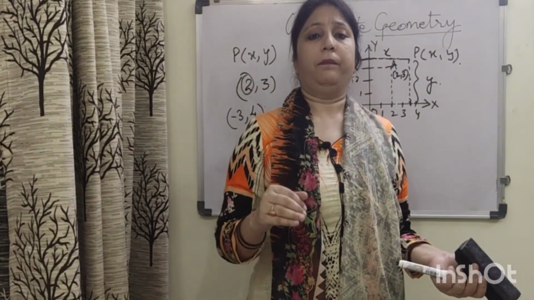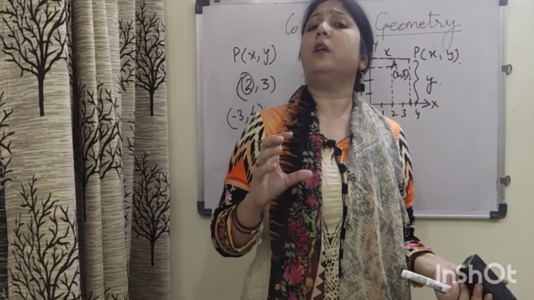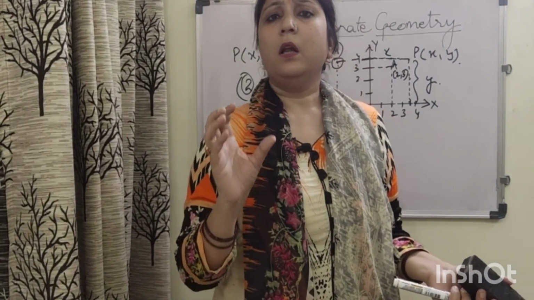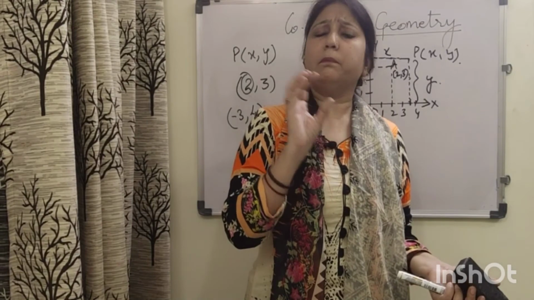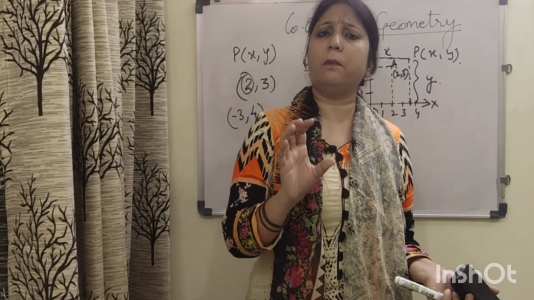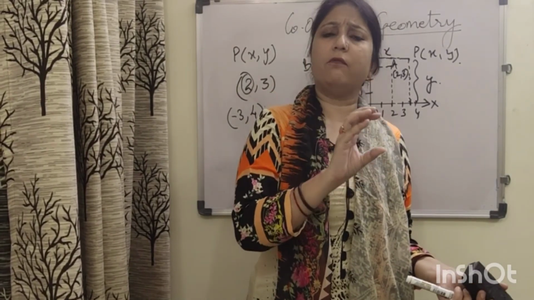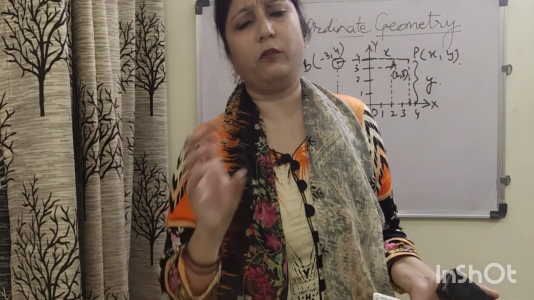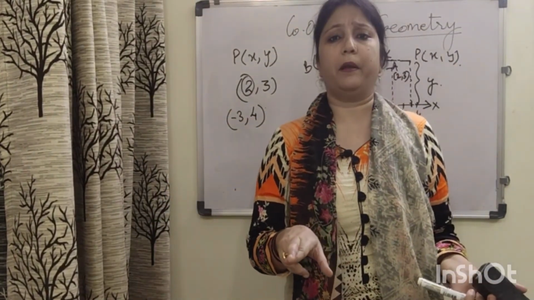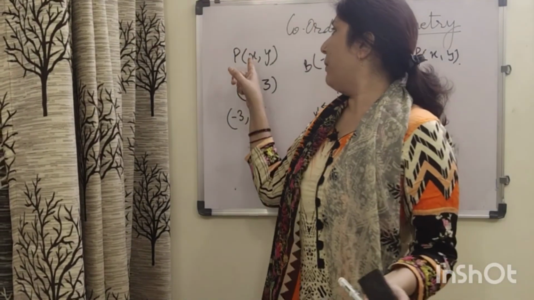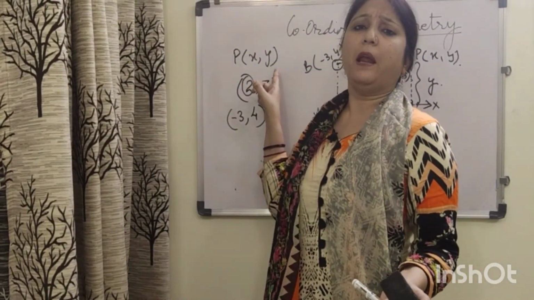Ordered pair. It is a particular way of writing the coordinates of a point, that means they are listed in such a manner that A always comes first, B comes at second place. If you write B comma A, this is again another ordered pair. Coordinates of a point can be given by P, x comma y.